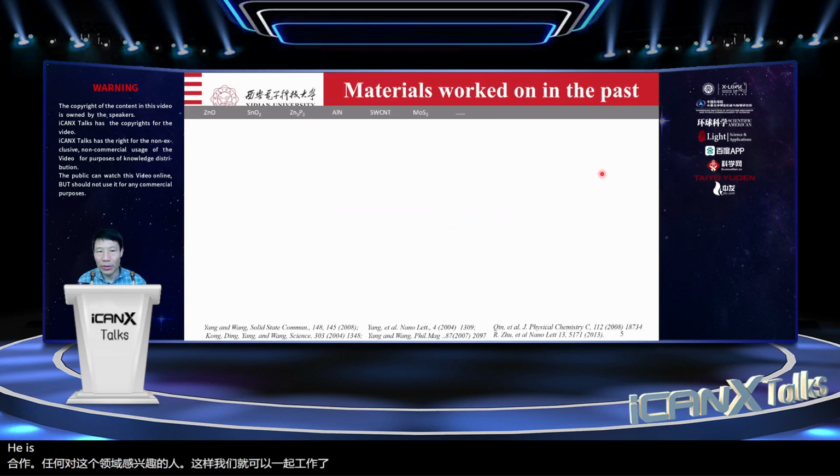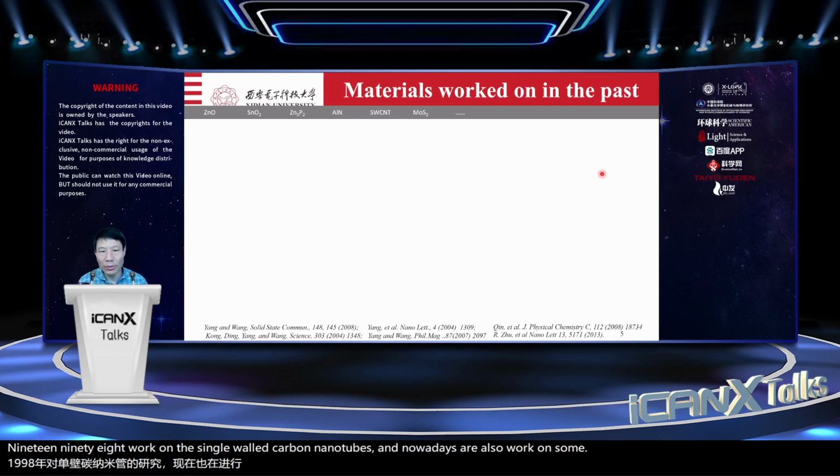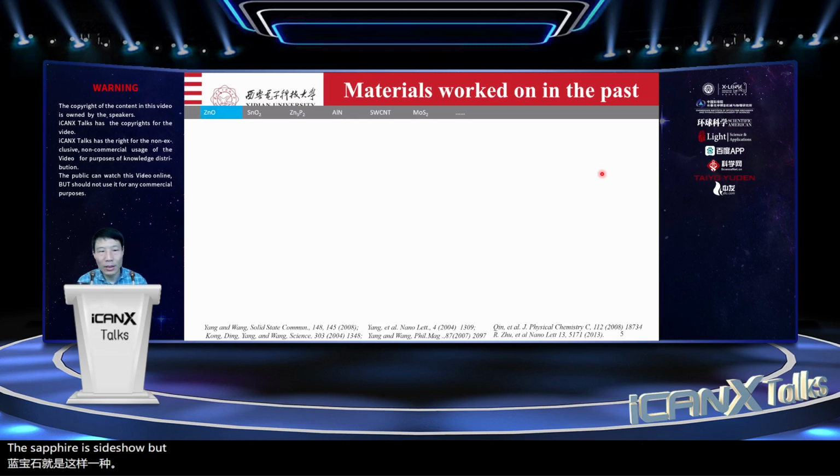Here are some materials I have been working on, mainly inorganic materials such as zinc oxide, tin oxide, zinc phosphide, aluminum nitride, and many years ago, back in 1998, I also worked on single-wall carbon nanotubes. Nowadays I also work on some 2D materials like molybdenum disulfide, sapphire, etc. But at an early time, zinc oxide was my favorite material, and it still is one of my most favorite materials as well.